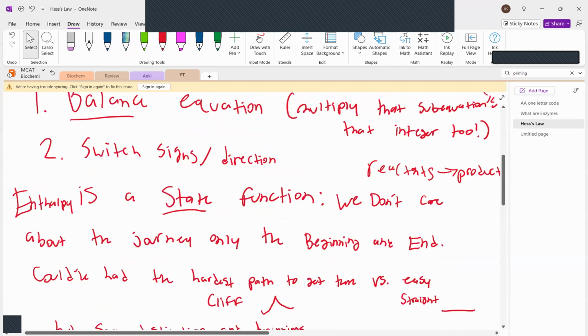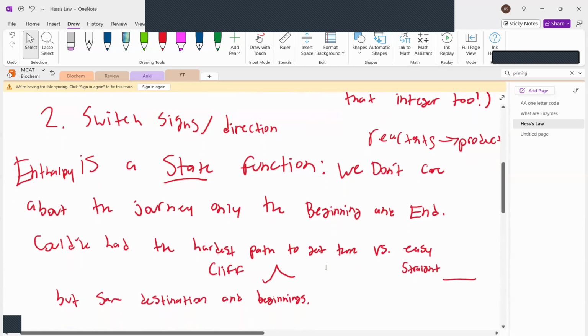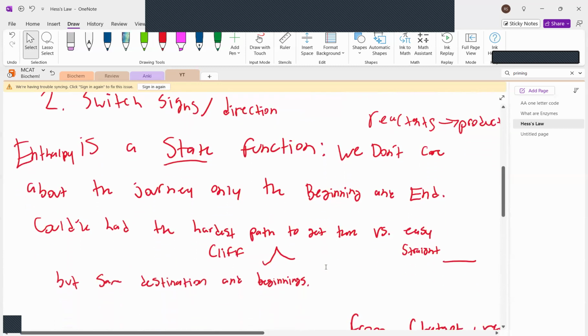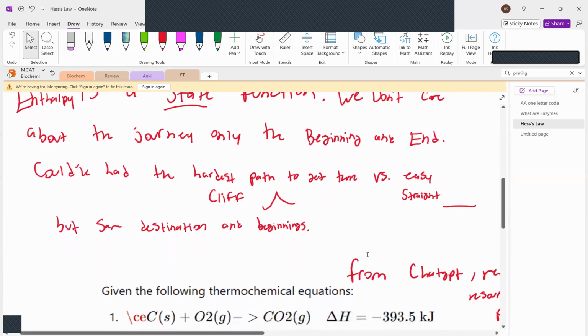Some more things about enthalpy. It's a state function, so you don't care about the journey, only the beginning and the end. You could have had the hardest path ever to get to the endpoint from the beginning, but it doesn't make a difference. Let's say, for example, you had a cliff that you had to go over versus a straight line going through the valley. It doesn't make a difference because the beginning and end are the same points for enthalpy. Whereas with work, this would make a lot of difference, since you do care about the journey, since that's a path function.